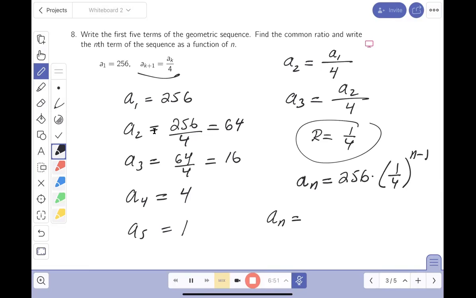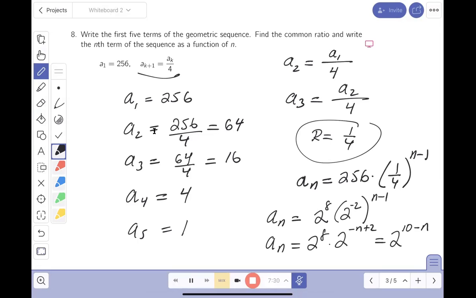And what's 256? I think it has something to do with 2. Let me tell you what I think it is. 2 to some power. 2 times 2 is 4, 8, 16, 32, 64, 128, 256. It's 2 to the 8th. I also want to point out that 1/4 is 2 to the minus 2, and that's being raised to the power n minus 1. Let's keep going. 2 to the 8th times 2 to the minus 2 times n minus 1. If you did the arithmetic on the exponents, which is the addition of exponents now, you would get 2 to the 10 minus n. All right.